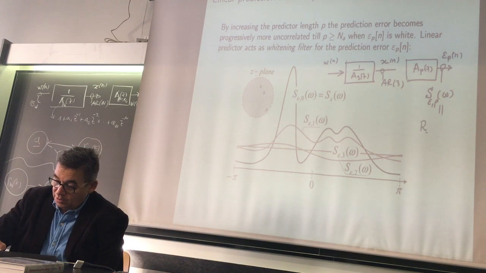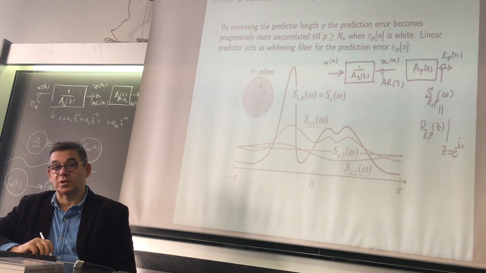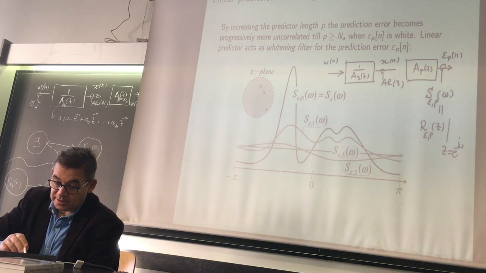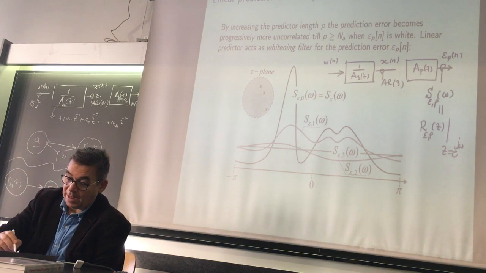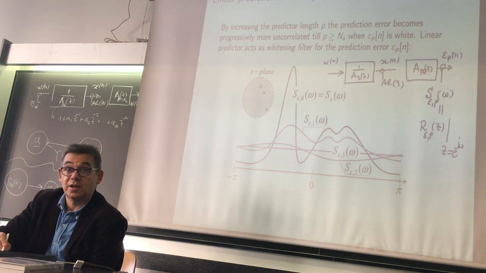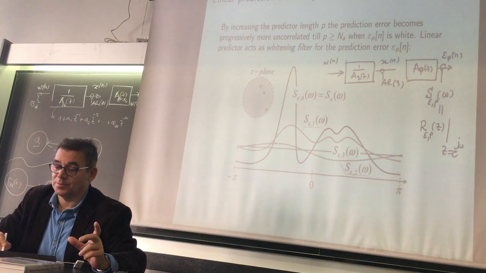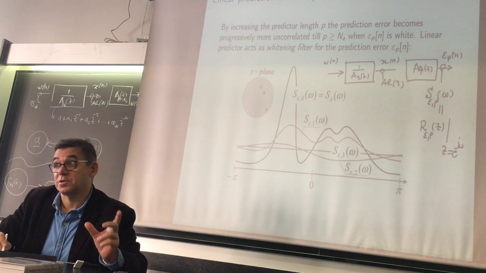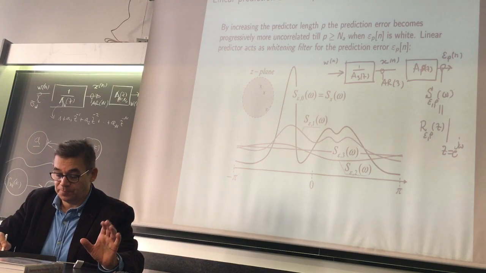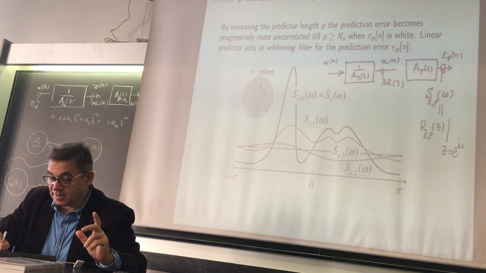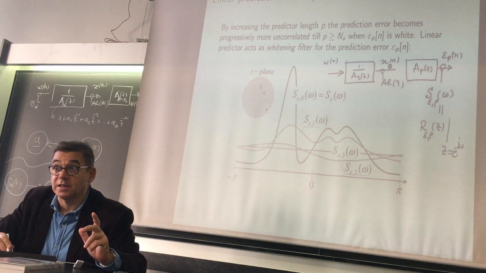Is the autocorrelation of the prediction error computed for z equal aj, which is something that you saw. Now let's look at the movie here. Now let's consider the case where my linear predictor is doing nothing, which means it has a predictor length equal to 0, which means no prediction. So if there is no prediction, then the power spectral density here is equal to the power spectral density here.